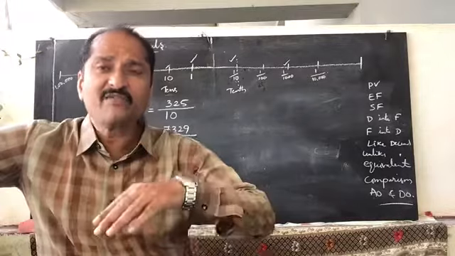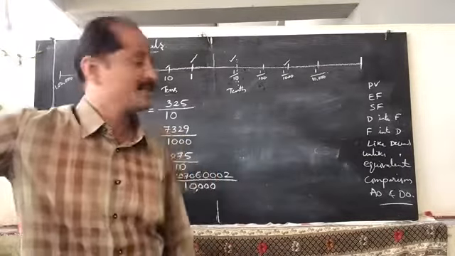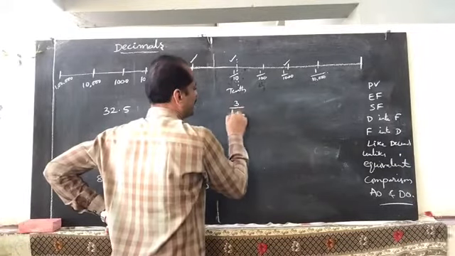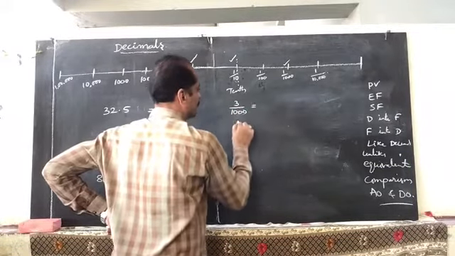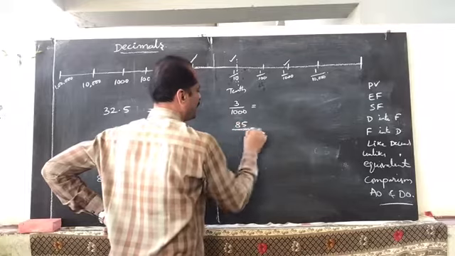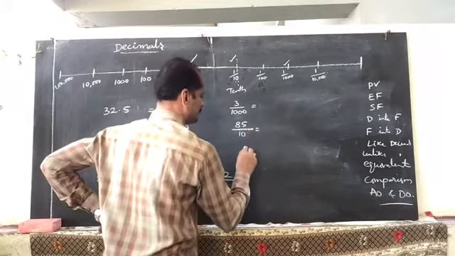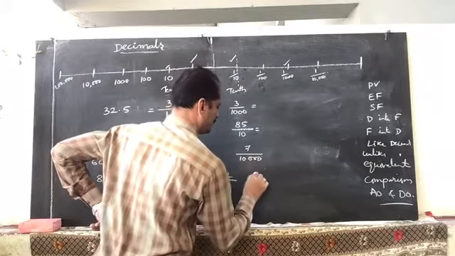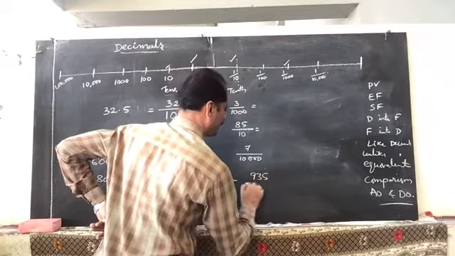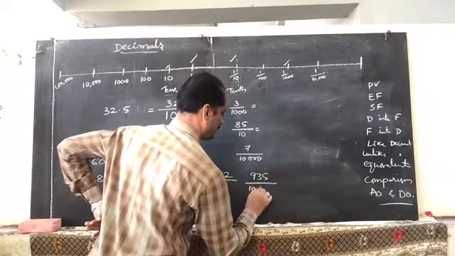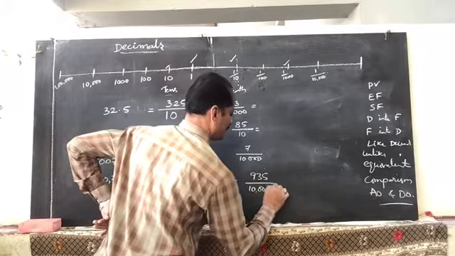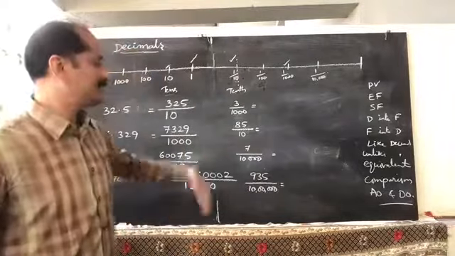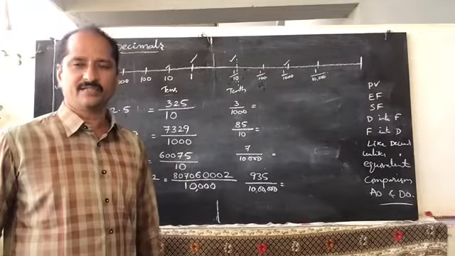Now how can you convert a fraction into a decimal? See here. 3 by 1000. 85 by 10. 7 by 10,000. 935 by. Okay? How can you convert these fractions into decimals?